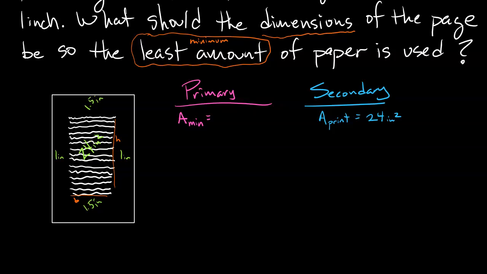So my secondary equation is b times h equals 24. And to me, I made that easier because it's easier to substitute. But it's kind of personal preference. Well, if this is b, how come the paper is b plus 2 and h plus 3? How come the bottom is b plus 2? How come the paper is 2 inches wider than the print?